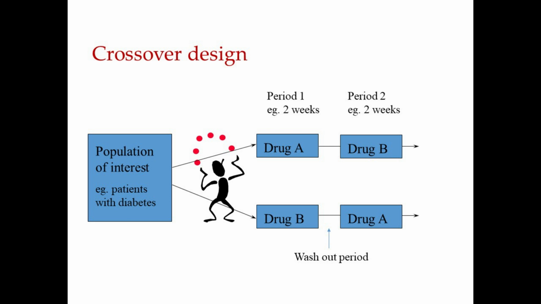Usually this type of design is used for patients with chronic long-term conditions, for example with asthma. The drugs should be short-acting drugs because they need to be washed out of a patient's system before the second drug is given. So these study designs can only be used in certain situations.